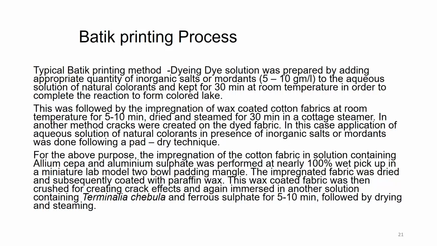Batik printing process. In the typical batik printing method, the dye solution was prepared by adding a quantity of inorganic salt or mordant, that is 5 to 10 grams per liter, to the aqueous solution of natural colorant and kept for 30 minutes at room temperature in order to complete the reaction to form the colored cake. This was followed by the impregnation of wax coated cotton fabric at room temperature for 5 to 10 minutes, dried and steamed for 30 minutes in a cottage steamer.